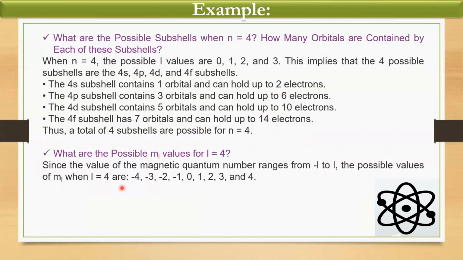Next, let us check what the possible ml values are for L equal to 4. So how do we do it? The number of ml values is 2L plus 1. Now what is L? 4. So 2 into 4 is 8, plus 1. That means a total of 9 values are possible. And as L is equal to 4, we go from minus L to plus L. That is minus 4, minus 3, minus 2, minus 1, 0, 1, 2, 3 and 4.